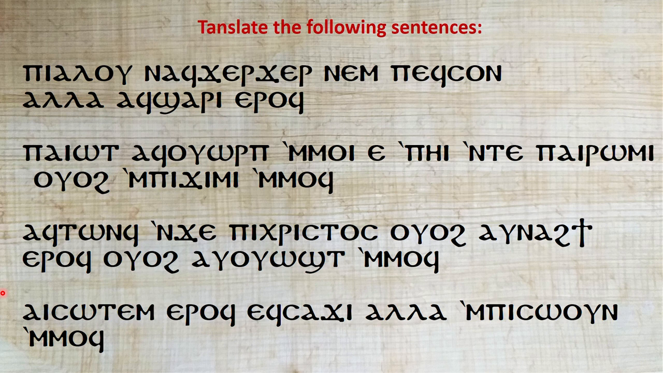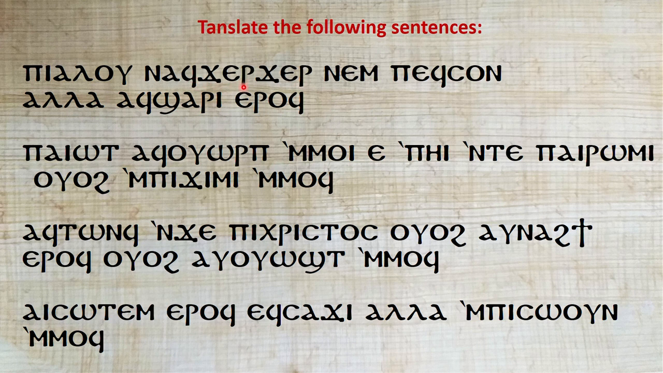Translate the following sentences. We are improving in the Coptic language and it's time to read and translate. Okay, I will read the sentence first. Pi alu naf jejer nem pevson ala af shari erof. Okay, so let's translate. Pi alu, the boy. Naf jejer, he was playing. Jejer, to play. Naf, he was.